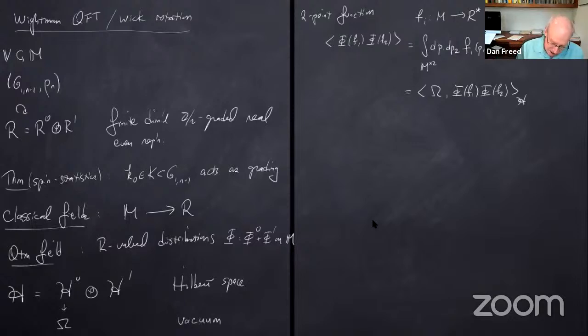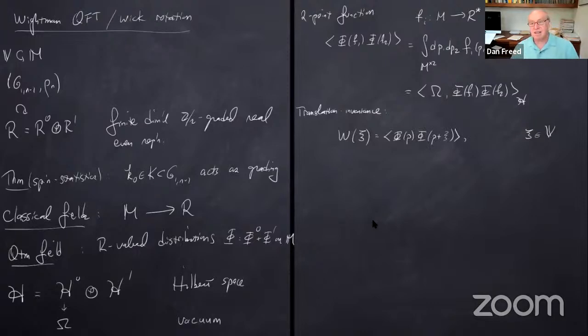And now we use the translation invariance to define a function that just depends on the difference between the two points. So the vector xi is now in the vector space V. It's the displacement vector between the two points. And this is equal to phi of p plus xi. And the translation invariance tells us that's independent of the choice of p, of course.